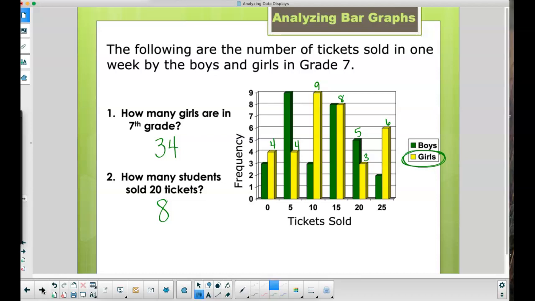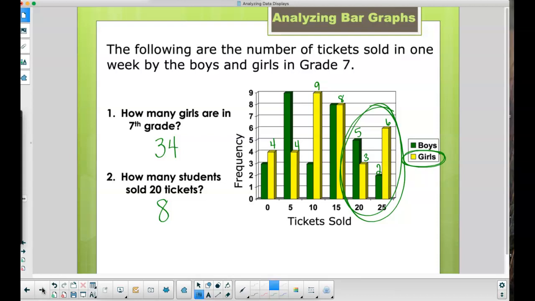Then what? How many students sold at least 20 tickets? What does that mean? Right. It means from 0 to 20. Not 0 to 20, but at least 20 means 20 or more. So if I say at least 20, then I'm looking at all of these columns. So I would do 5 plus 3 plus 2 plus 6, so it would be 16 people. Okay? So again, be really careful what they're asking.